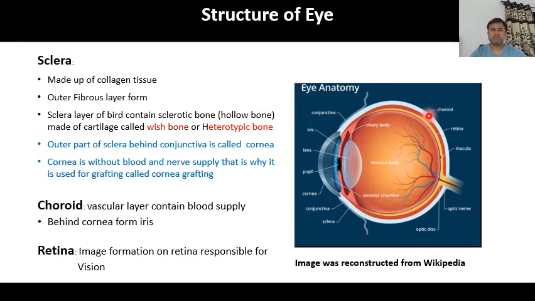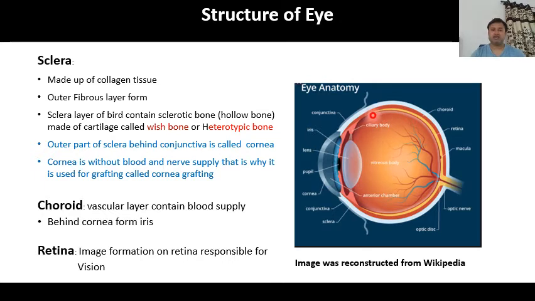The difference between the bird's and human eye is that a specific bone called sclerotic bone or wishbone is present in the sclera of the bird eye. It is absent in the human. So this wishbone is present only in birds. The outer part of the sclera behind the conjunctiva is called cornea. So the sclera forms this covering, the cornea, on the front region, and this cornea is without blood supply and nerve supply. That is why it is used for implantation or cornea grafting.